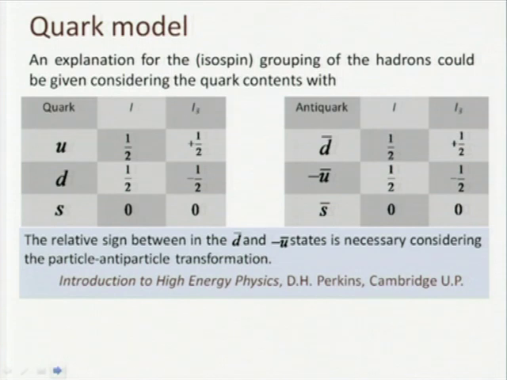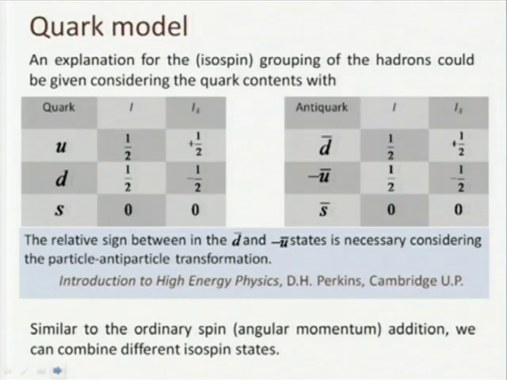One could also imagine the minus sign along with a d bar quark and u bar quark with a plus sign relative to the u and d, but it is only the relative sign between d bar and u bar which is important. Some explanation and elaboration on this is done in Introduction to High Energy Physics by Donald H. Perkins. You could also consult other books discussing the quark model to understand the technical details of how this minus sign comes about. We will not discuss this aspect any further in our discussions.